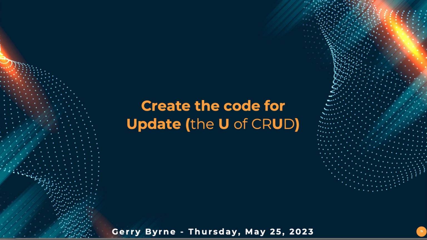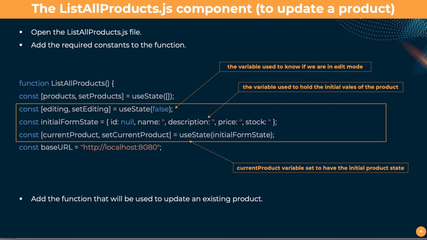Now we will add the fourth component of our CRUD, create, read, update and delete. We will now create the update. This will be more complicated than the others, so we'll take it nice and slowly and do one part at a time. So within our list all products, we will need to set up some variable or constant that says, are we editing or not? So we're going to set up something called editing, and we're going to be able to change it by using the set editing, and we're setting its initial state to be false.